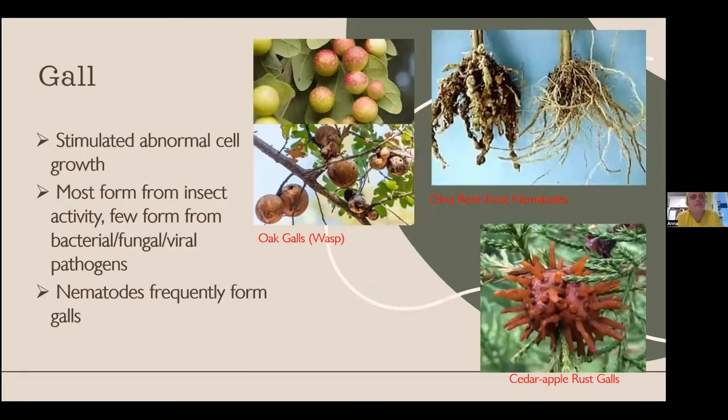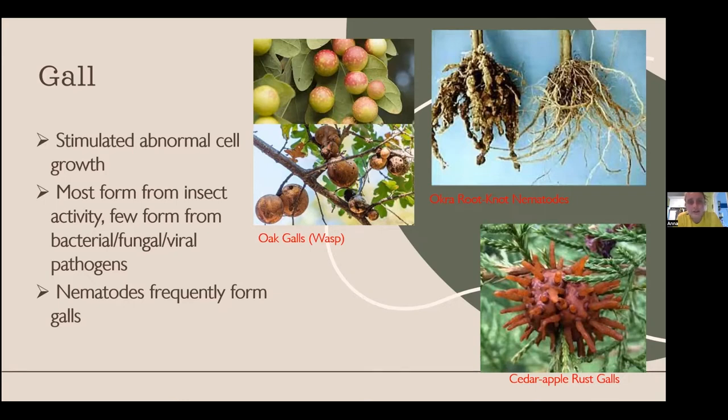Galls are another symptom of plant pathogens. And in this case, it's often a nematode or maybe a parasitic wasp, some other kind of insect, where the plant is actually getting damaged by that thing. And then the plants are stimulating abnormal cell growth and kind of encasing that pathogen. A really good example of that is oak galls.